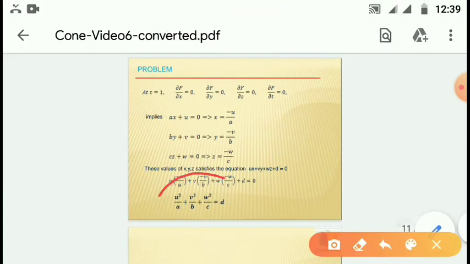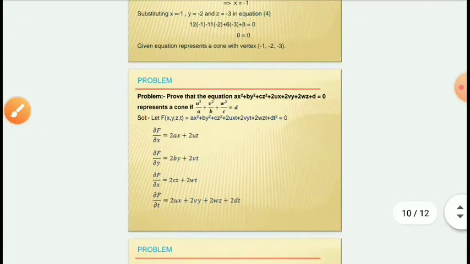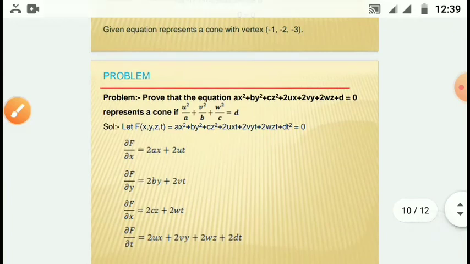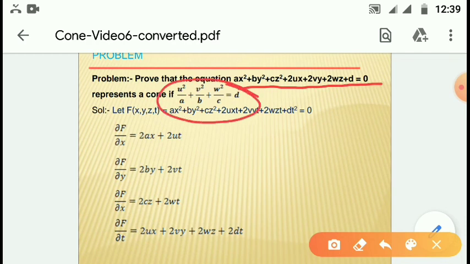Therefore, whenever this condition is satisfied, the equation given in the problem represents a cone. Hence, the problem is solved by this method. So this equation represents a cone when this condition is satisfied. This is the procedure to solve this problem, and this is the procedure you have to follow when you are asked to solve such type of problems.